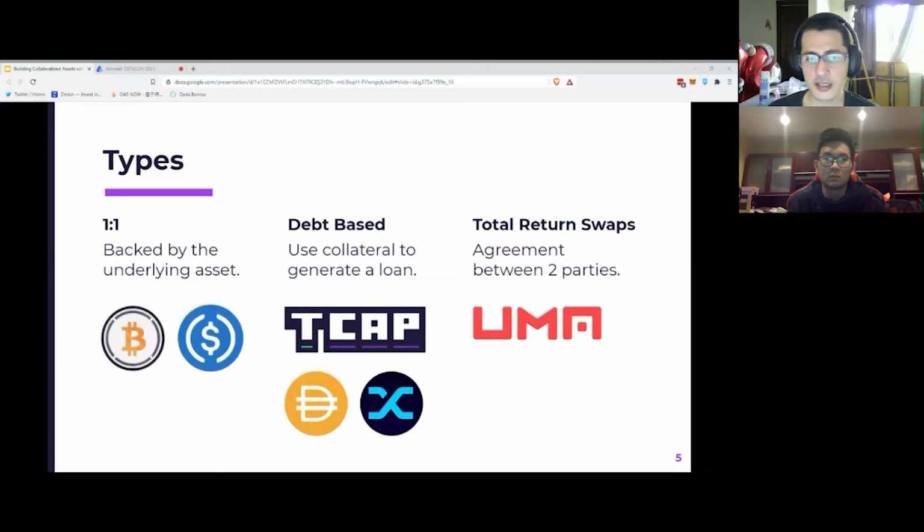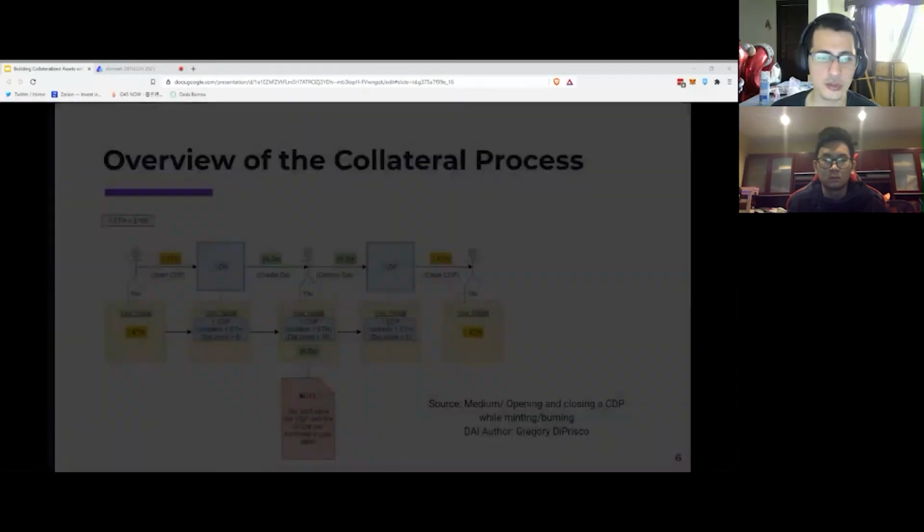The second one depends a lot on oracles. So if the oracle price is wrong, you might have problems with the backing collateral. And total return swaps are much cheaper, in the sense that you don't have to be updating the oracle each time, but you need two parties in order to agree to use them.